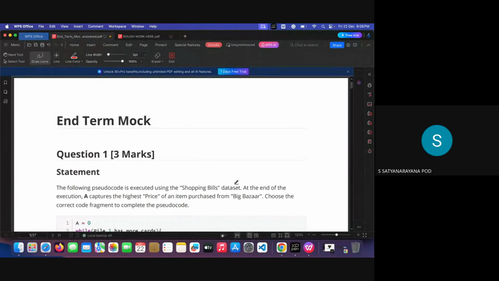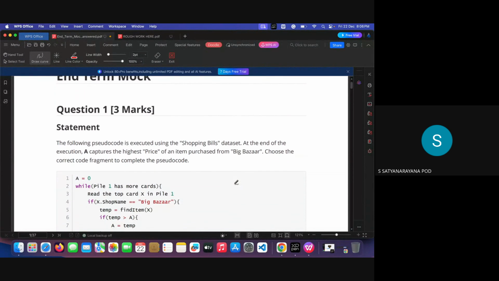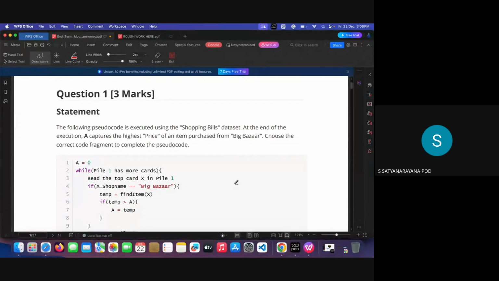So we are going to the first question. The following pseudocode runs on the shopping bills dataset. At the end of the execution, A captures the highest price of the item purchased in Big Bazaar. They have given the exclusive store name, Big Bazaar. Choose the correct code fragment to complete this pseudocode. So they want to pick out the highest price of an item purchased exclusively from Big Bazaar. That is what they want to find out.